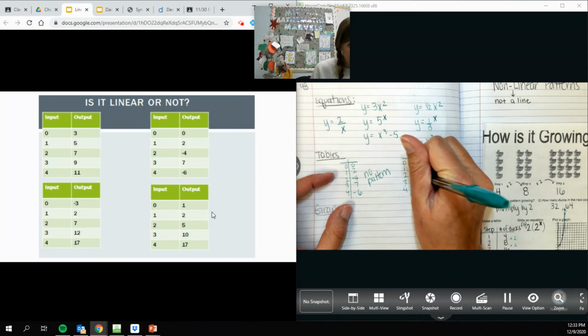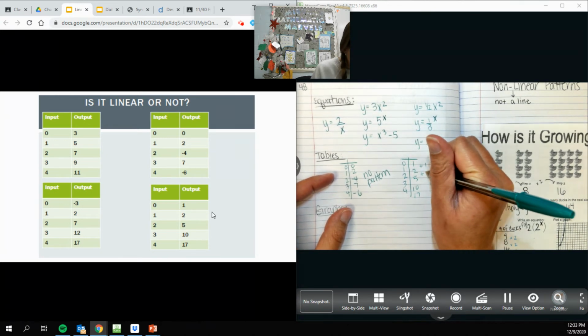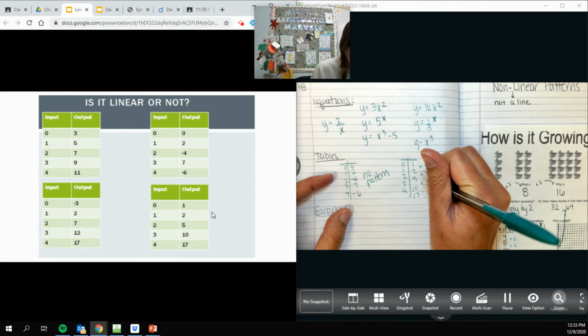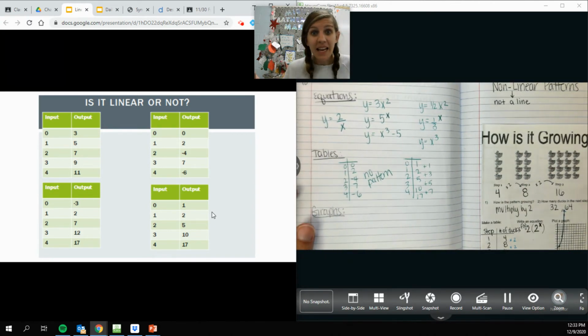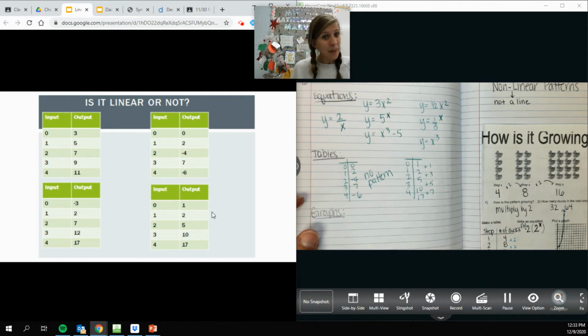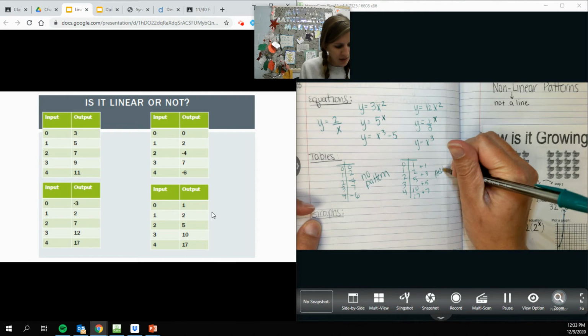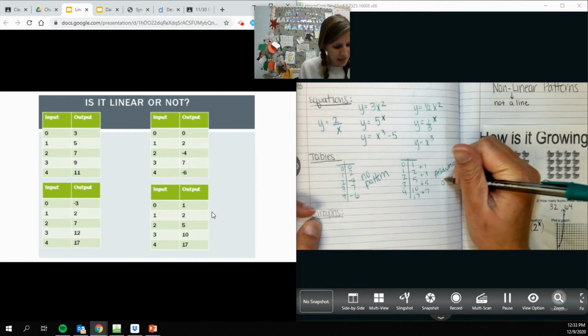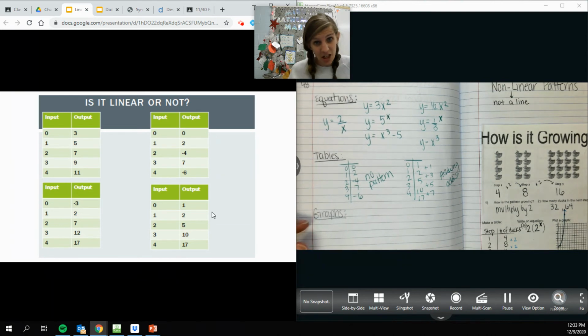We got 1, 2, 5, 10, 17. There is kind of a pattern here because it's like +1, then +3, then +5, then +7. It's kind of like it's adding all the odd numbers, and that is kind of a pattern, but it's not adding the same thing every time, so it's not linear.